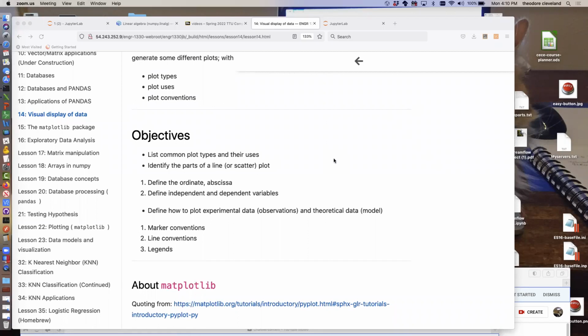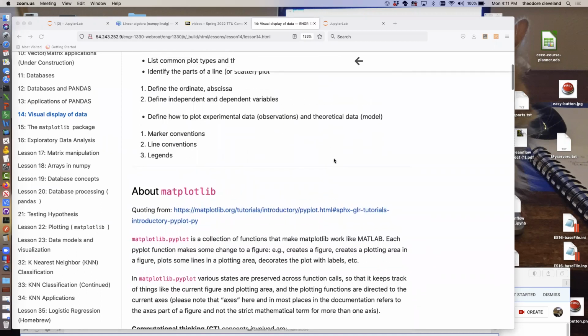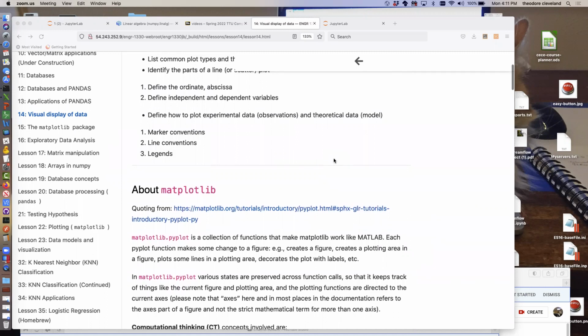Today's overall objectives are to list some common plot types and their uses. Actually, we're going to get to identifying the parts of a plot, and we'll get to see what these fancy words, ordinate and abscissa, are. These are big uppity words for left, right, and up, down axes. I personally find left, right axes and up, down axes far easier to communicate with. It doesn't sound very intelligent or professional, and that's probably why. Never mind. And how to plot the difference between experimental observations and model results. I'll get to those as we get to them.